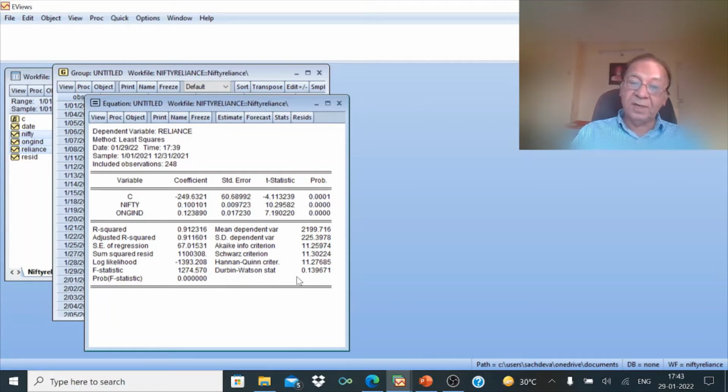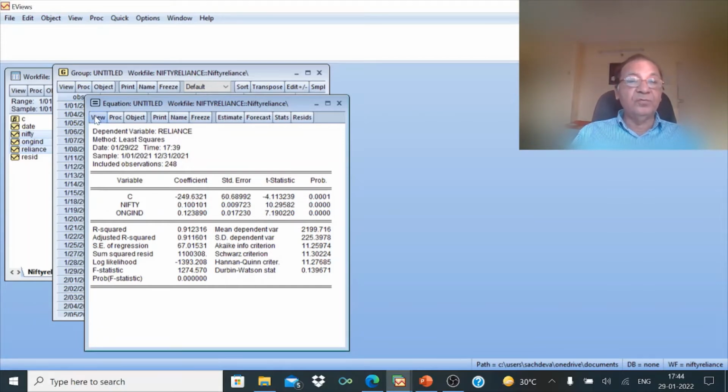If R square is more than Durbin-Watson, it means the regression is not okay. There is a problem. Regression equation is not okay. Now T stats are very, very high and probability of rejection of null hypothesis is very, very low, 0.00001. So it means there is some problem. Now, how can we see there are problems?